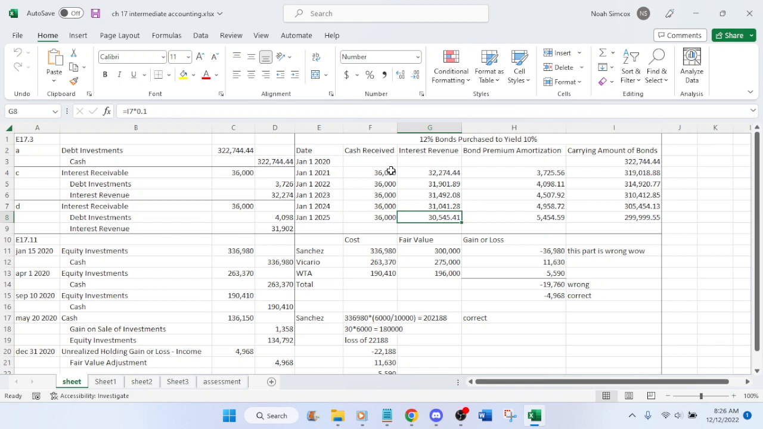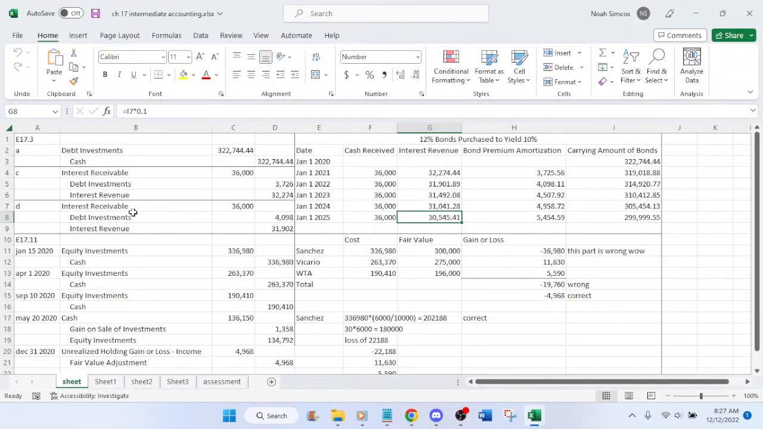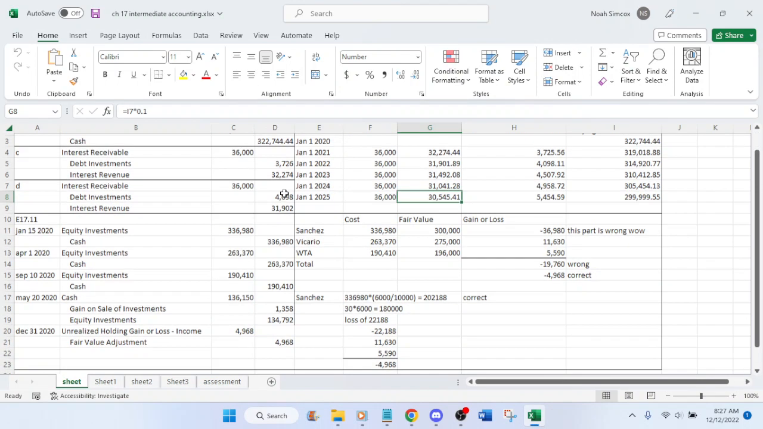So you have interest receivable of that number, interest revenue of this number. The difference is this, and this is going to decrease debt investments. That means you will credit debt investments of that number. So you have interest receivable that number, credit debt investments of that number, and then credit interest revenue of this number. Journal entry for 2021, same deal. It's exactly the same thing that I just did for C. So we're done with 17.3.